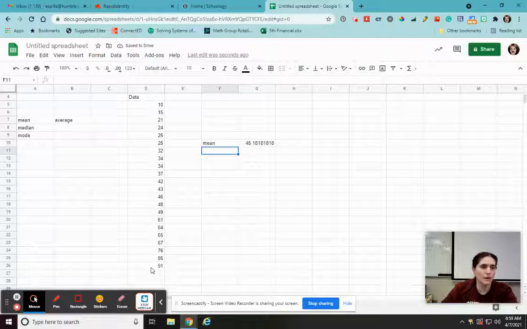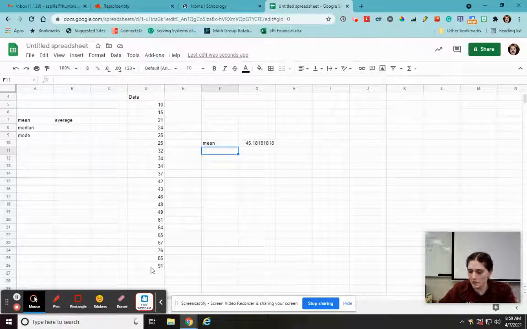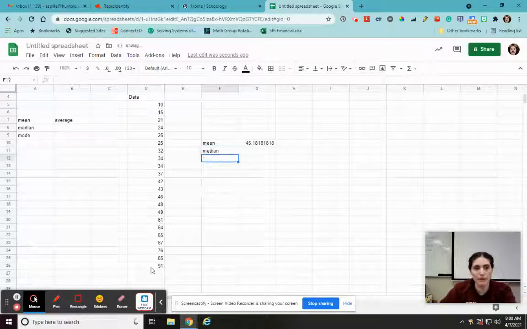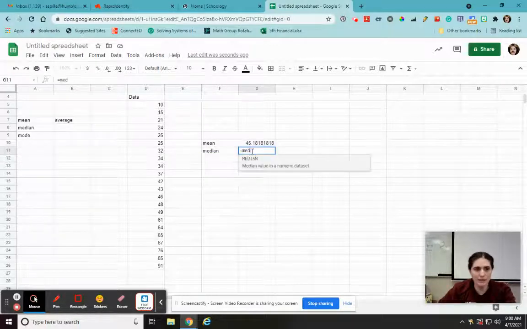The next one is median. So median is the very middle number in your set. The median is not always the average, right? It's just the one in the very middle. So my data goes from 5 to 26. So it's going to be right in here. But say I don't want to go, okay, 1, 1, 2, 2. I just want it to find it for me. I'm going to go equals median. Notice I started typing, it automatically pulls it up. It says median value in a numeric data set. That's the very middle one.